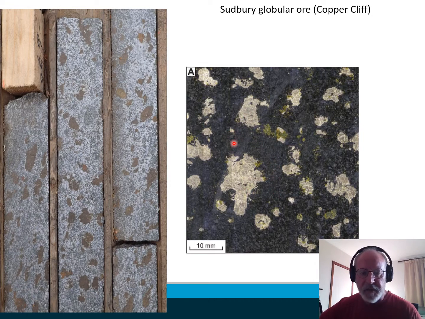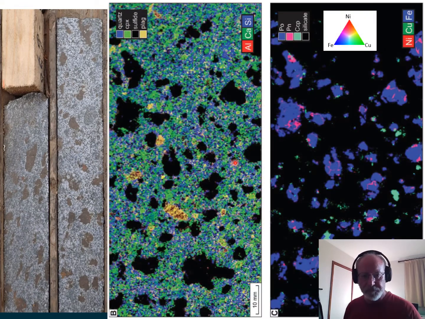In this case, the host is what at Sudbury is called the quartz diorite. It's basically a dacite composition, so it's quite a silica-rich rock. This is the host magma to the Sudbury ore deposits. It's not a mafic rock, it's an intermediate rock, a dacite with about 60-odd percent silica, and it typically has these irregular sulfide blobs in it. This is an XRF image of them.